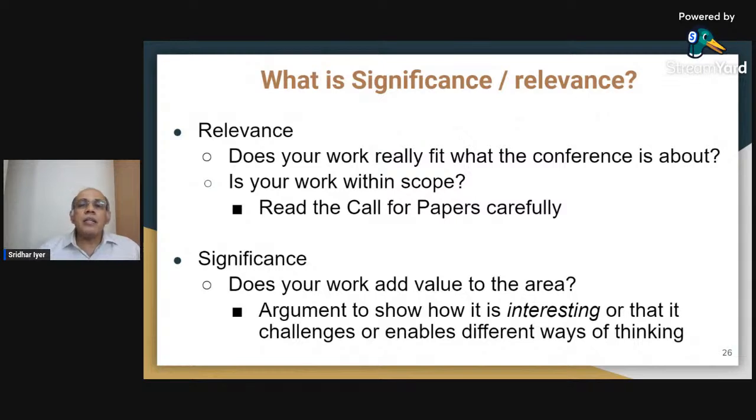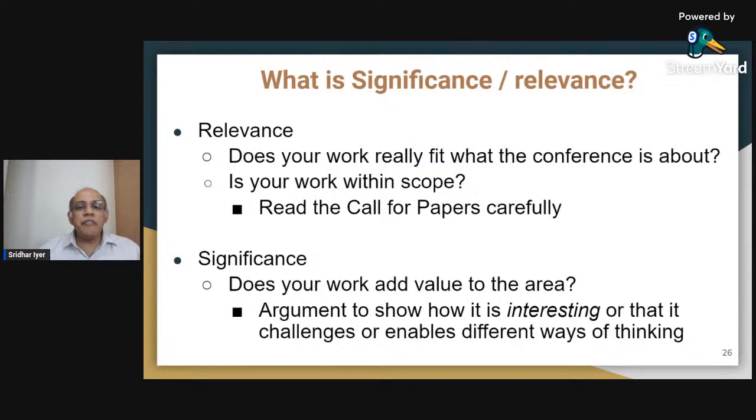But then you may or may not get to know that immediately. You may still have to wait for a month to find out that that is the outcome of your paper. In the meantime, you could have sent it to a more appropriate forum. So it's really important to make sure that you understand what the conference is about and that your work is aligned to what the conference is about.